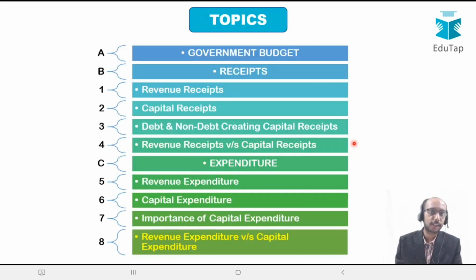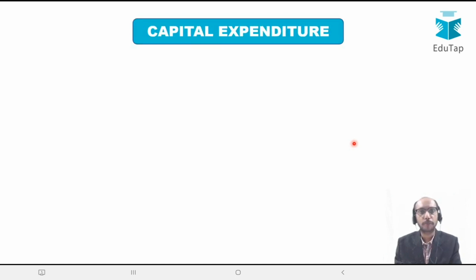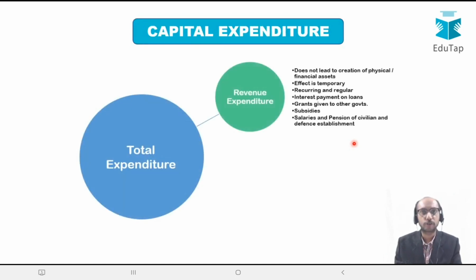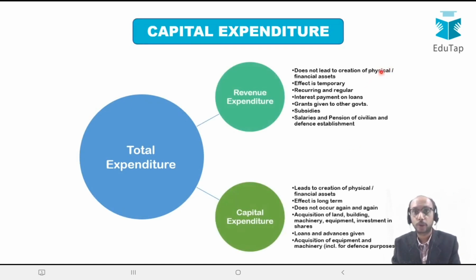Moving ahead, let us see the distinction between revenue expenditure and capital expenditure. Very quickly, we'll be placing everything that we have learned on one screen itself, right? Revenue expenditure does not lead to creation of physical financial asset. This one leads to creation of physical financial assets. Effect is temporary. If you're paying a salary, I'll work for you for 1 month. Don't pay me my salary next month, I'll stop working for you.